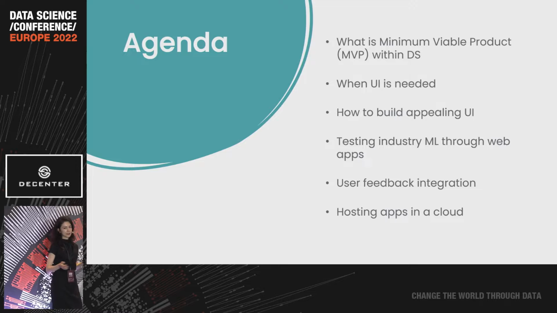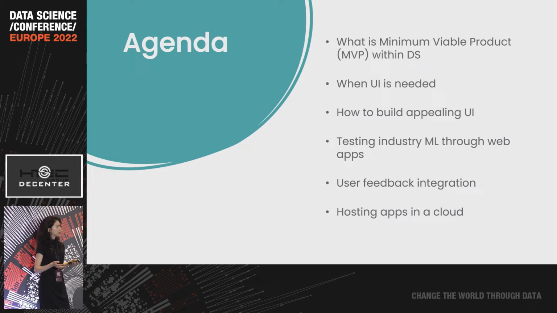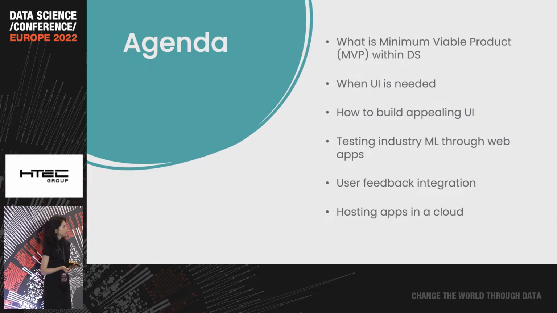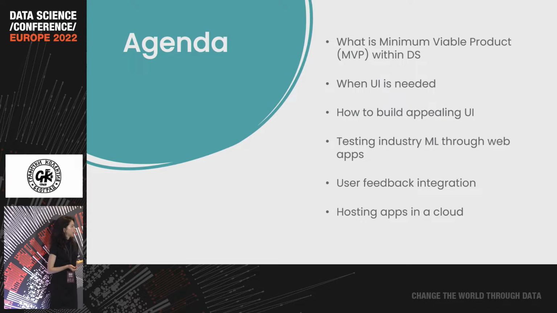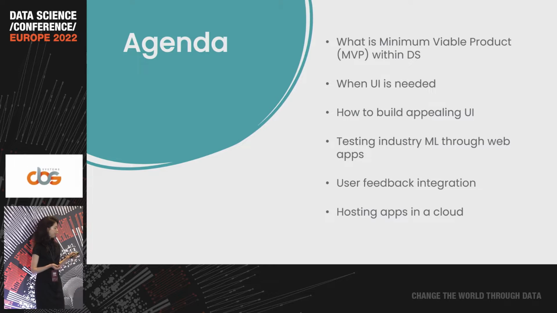This is a bit of background. What I'm going to cover here is what a minimum viable product is within data science, when a UI is needed based on my personal experience, and how to build an appealing UI. I will also talk about user feedback and testing adaptive machine learning through web applications, where you as a data scientist can build a testing platform, and how to integrate user feedback and host applications in a cloud.